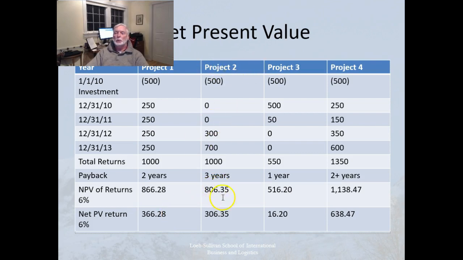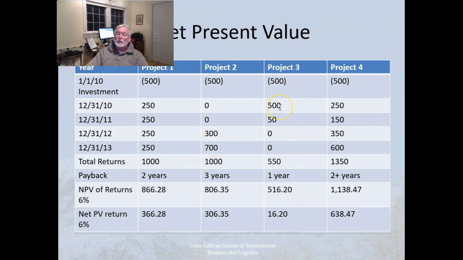Project 2, we compute net present value. We come up to $306.35. Less, because the money's coming in later, and these later dollars are worth less than these current dollars, or closer to current dollars. So even though we got $1,000 total, this $1,000 doesn't equal that $1,000 because these dollars came in later.